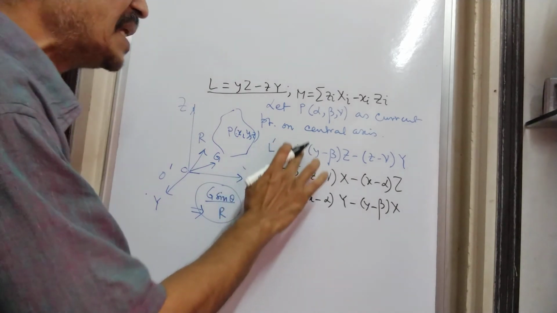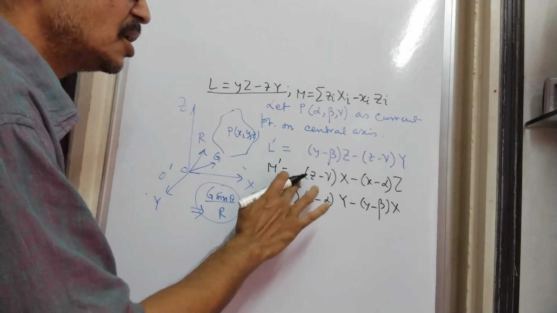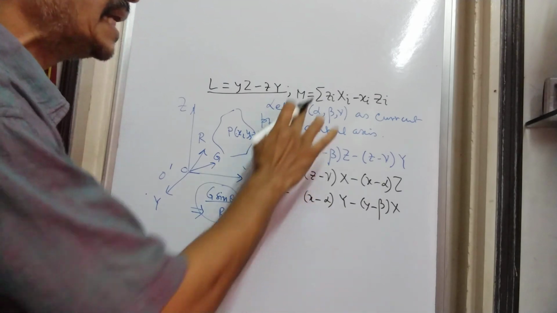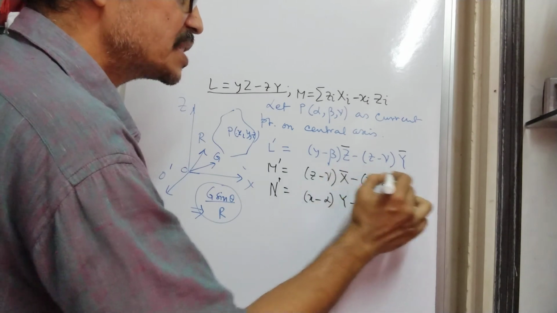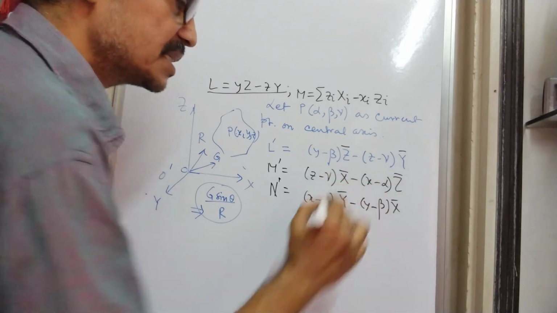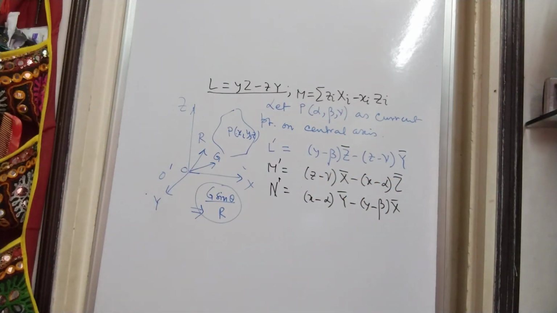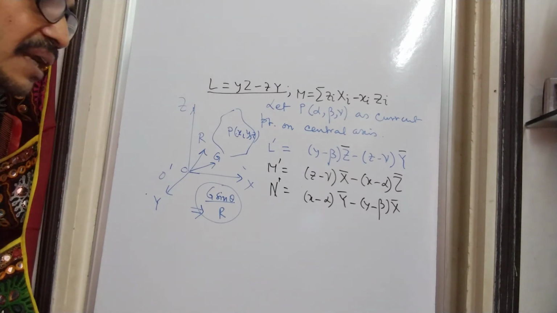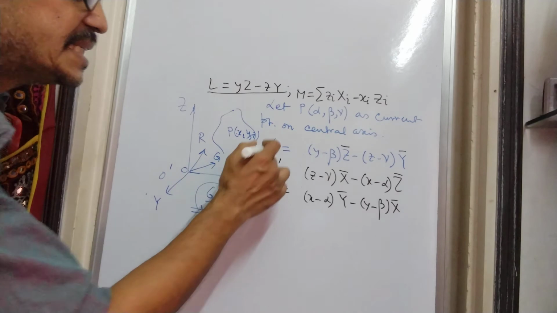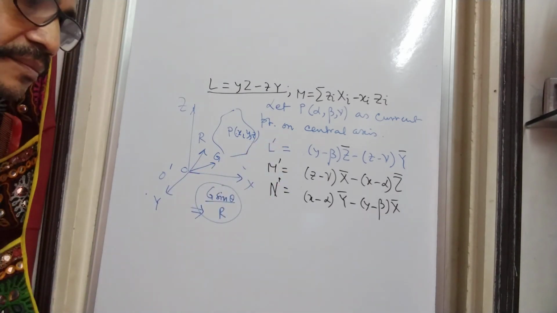Let us replace this summation, because here we have not used the index i, and replace all the forces by the sum of the forces. You all remember that summation xi is actually x bar. So this is L prime, M prime and N prime.